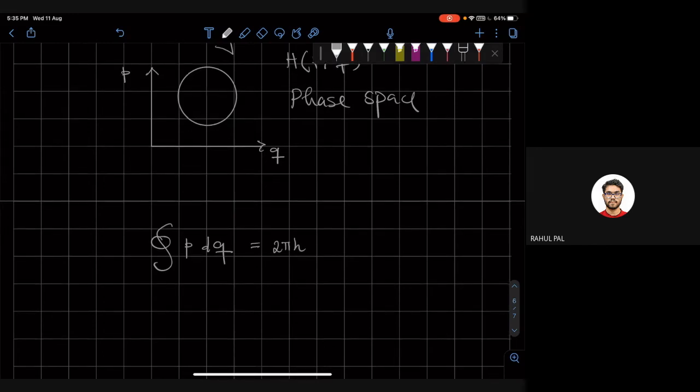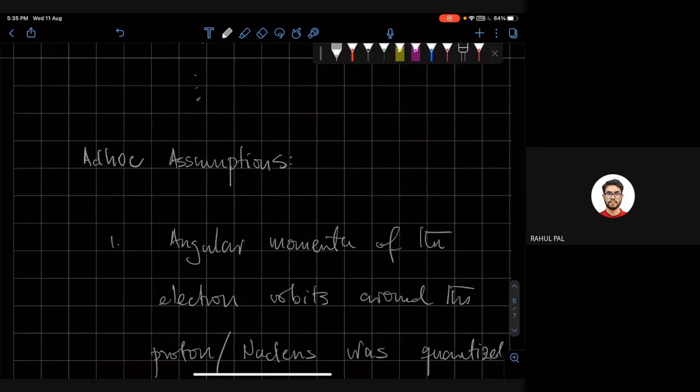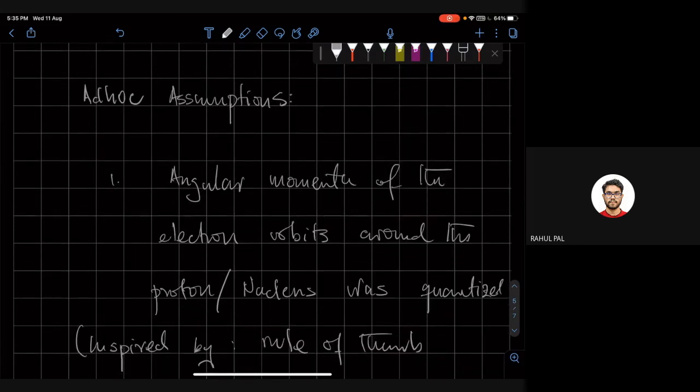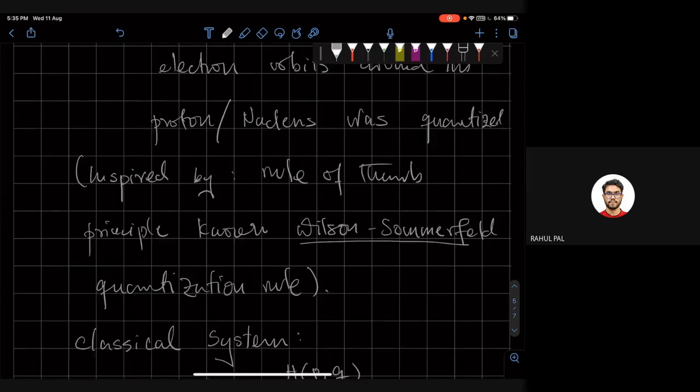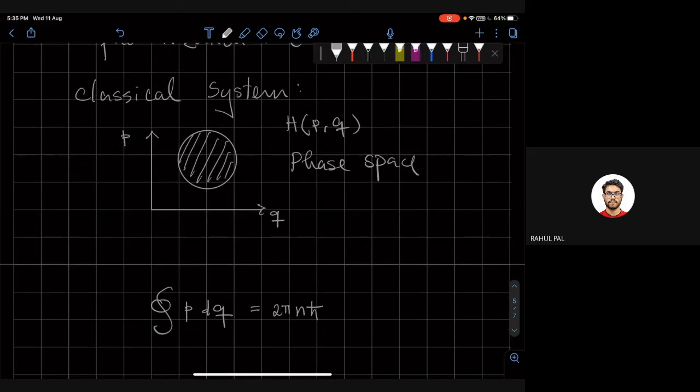So what they're saying is that this is going to be the area enclosed by this loop. So what Wilson and Sommerfeld were saying is 2 pi n h, where n is an integer, okay? And what they were saying is that area in phase space is quantized, okay? And Bohr's first assumption that the angular momentum of the electron around the proton is quantized is essentially a restatement of that.